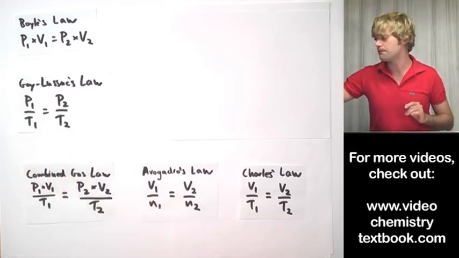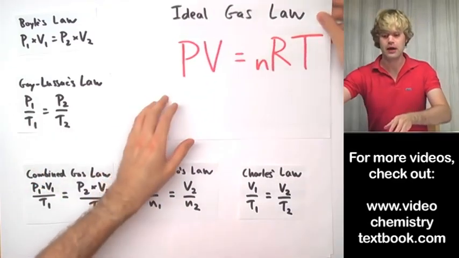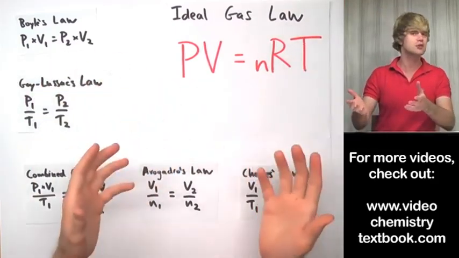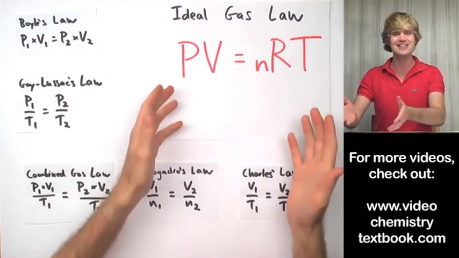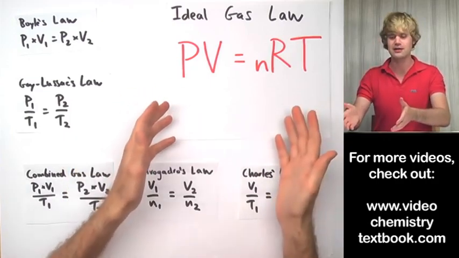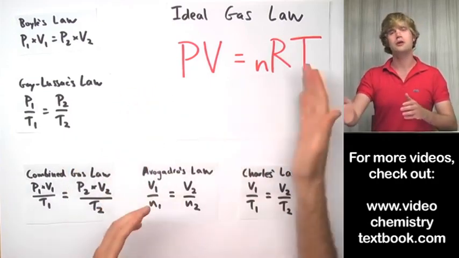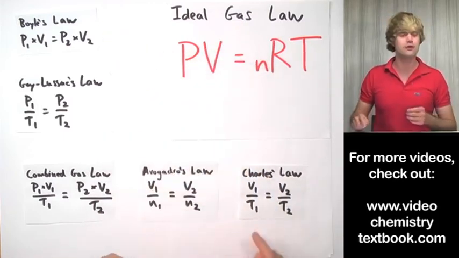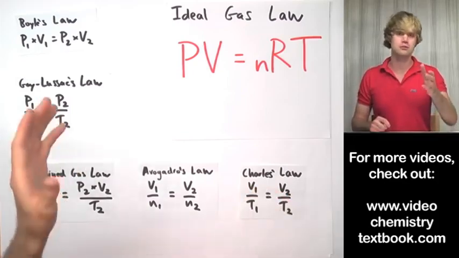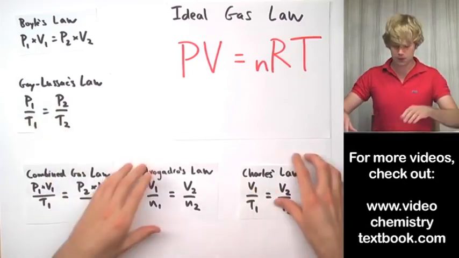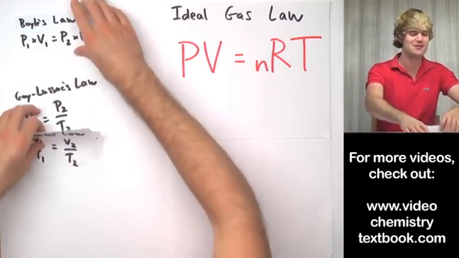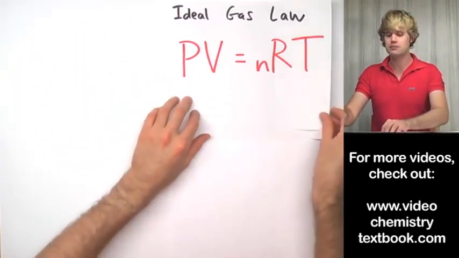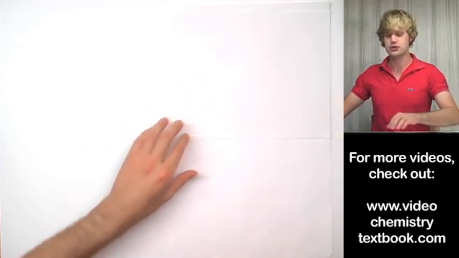Here's how it works. All you have to remember is the ideal gas law, PV equals nRT. It kind of has a nice ring to it, so it's really easy to stick in your mind. You remember PV equals nRT, and you can use it to get any of these other gas laws whenever you need them to solve a problem. So we can put all these guys away because we don't need any of them anymore. And I'll show you how to use PV equals nRT for this trick.